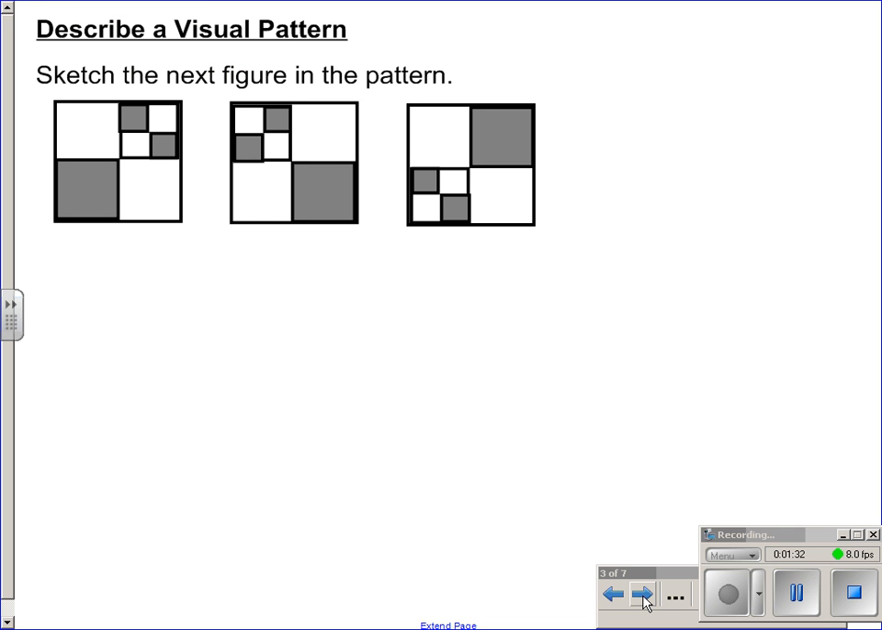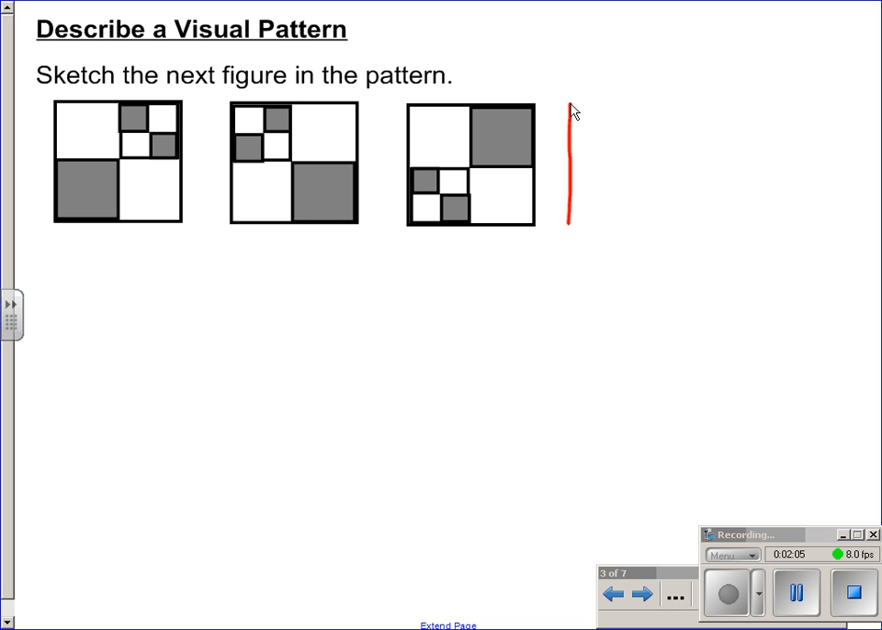Essentially with this section, we're just looking at patterns for the most part. So we have a visual pattern here. Hit pause, take a second, try to draw the next figure in this pattern. Okay, so you can see the pictures are kind of the same. We have the squares, and inside them are smaller squares. But it just seems to be that they are rotating.